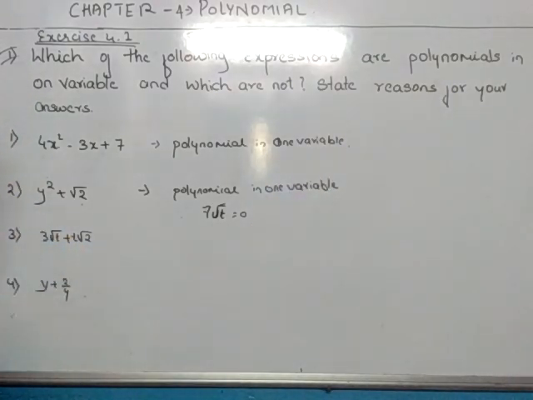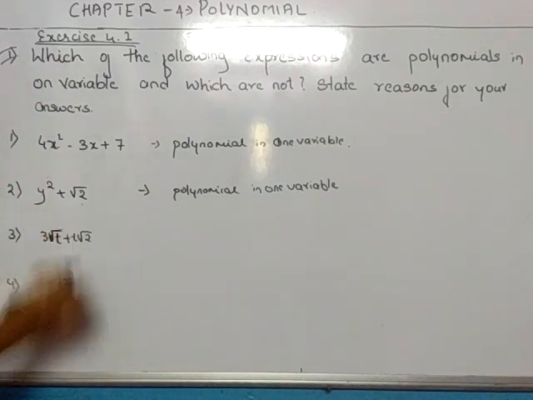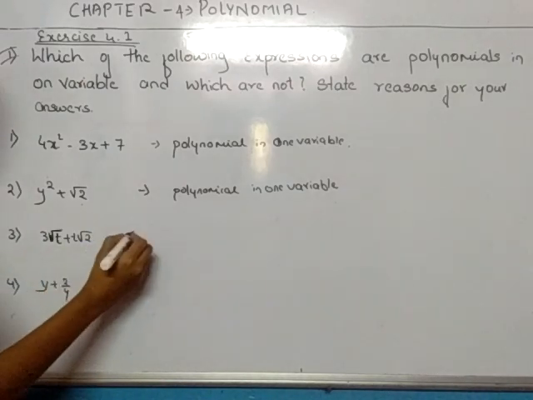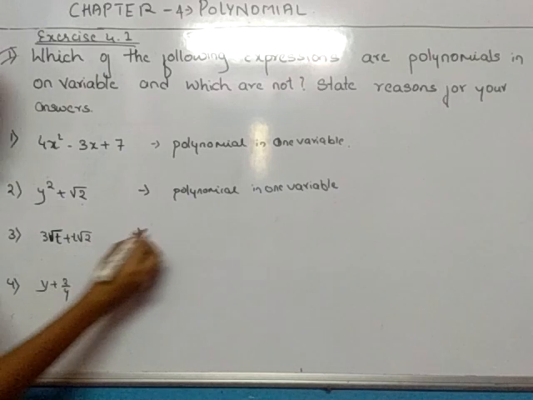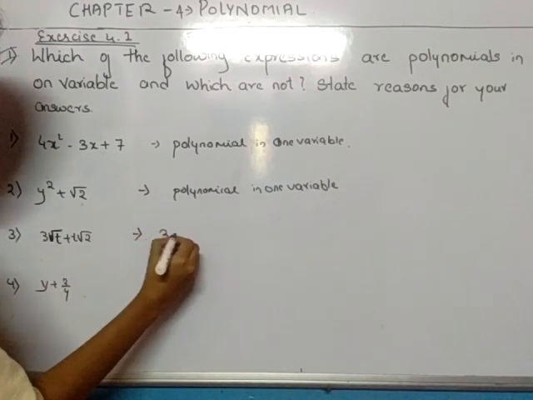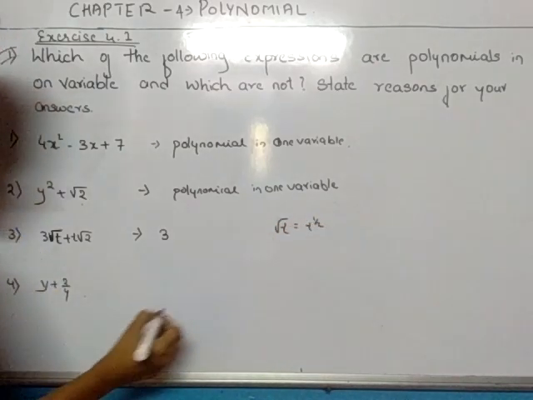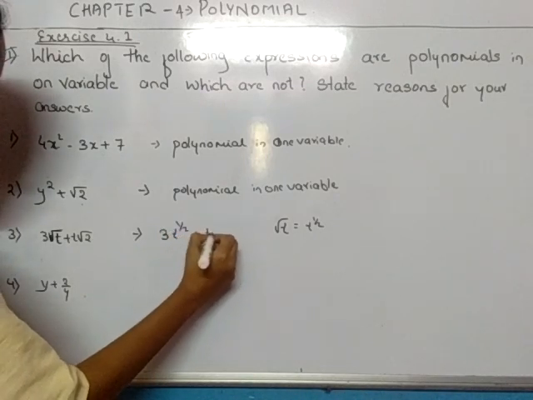Okay. Then the third one. See here, the square root is present for what here? t. That is the variable, isn't it? So we can say that it is not a polynomial. Why is this not a polynomial? Because we'll rewrite it once again. 3 square root t: the square root of t can be expressed in the form of 1 by 2, so here we'll write t raised to 1 by 2 plus t square root 2.